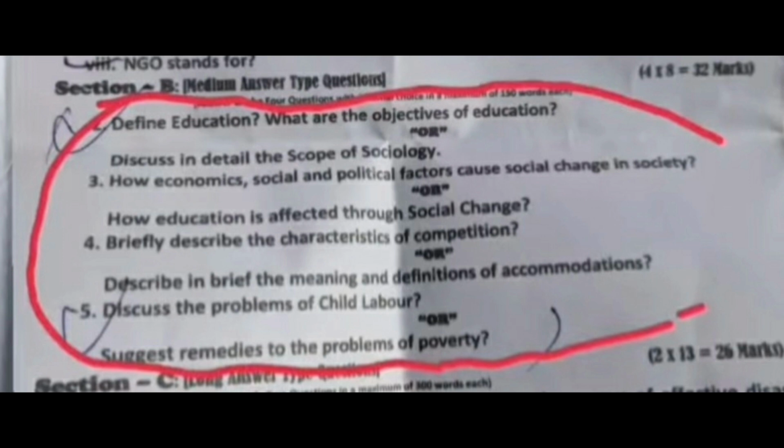Next question is briefly describe the characteristics of competition. Next question is describe in brief the meaning and definitions of accommodation. Next question is discuss the problems of child labor. Next question is suggest remedies to the problems of poverty.